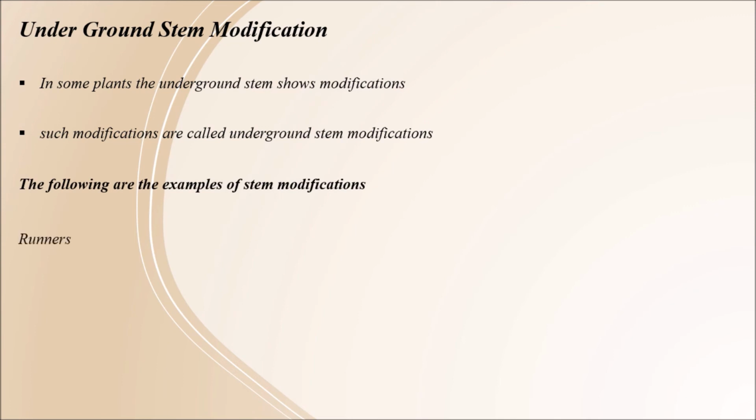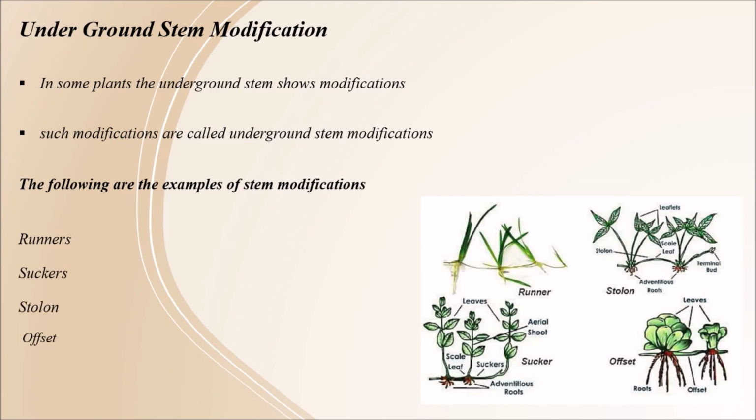So the following are the examples of stem modifications. What are they? Runners, suckers, stolons, offset. So runners, suckers, stolon and offset are the 4 different types of underground stem modifications.